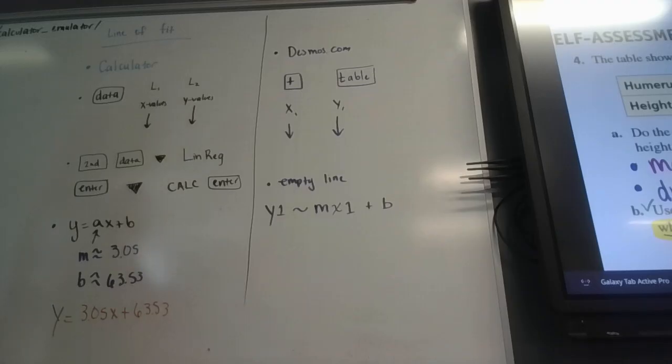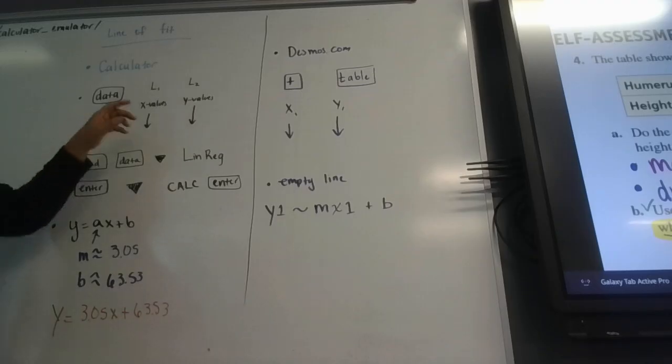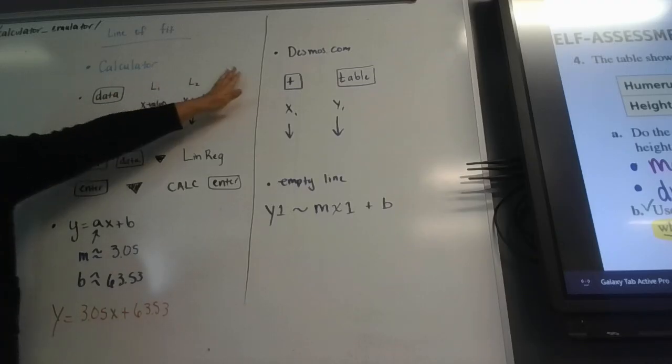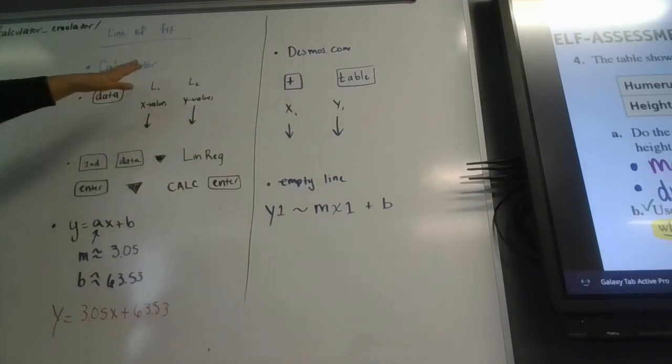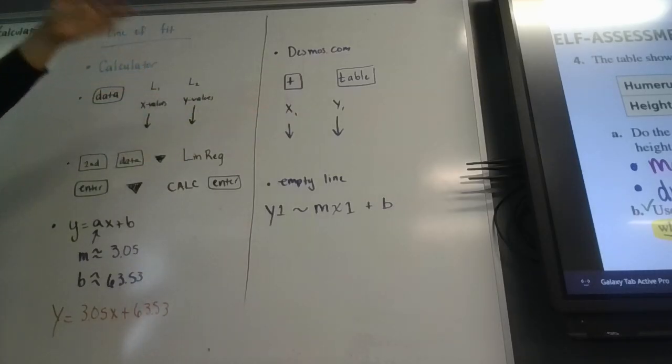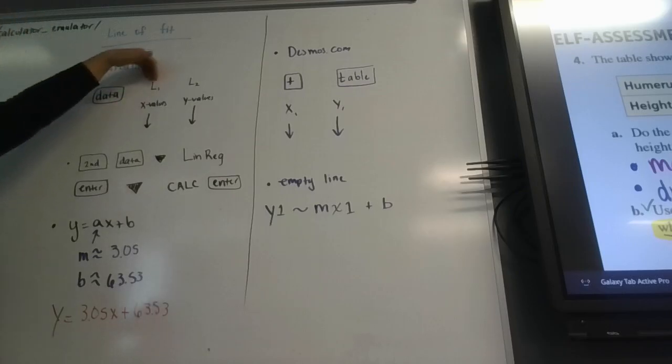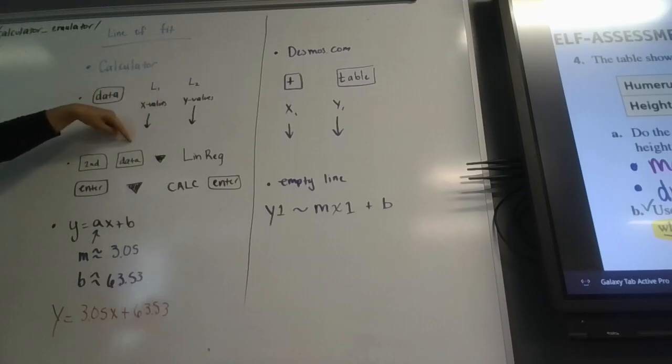When you click your data button, you're going to see 2 lists, actually 3 lists. You ignore the third one. That's for like a third coordinate, like X, Y, Z in Minecraft. We're not doing Z. So we have L1 and L2. You put all of your X values in L1.